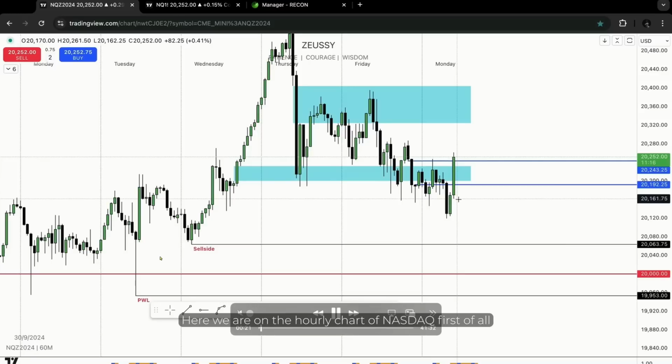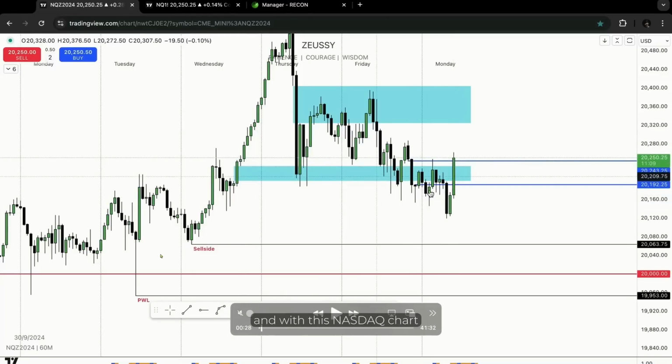Let's begin. Here we are on the hourly chart of Nasdaq. With this Nasdaq chart, what I was looking for was the following. Initially, we opened up this week and we ran up higher on Sunday. Once we formed this high, we then displaced towards the downside and we saw this CB get created on the hourly chart. This CB formed inside of this BC. This was crucial market information for me.